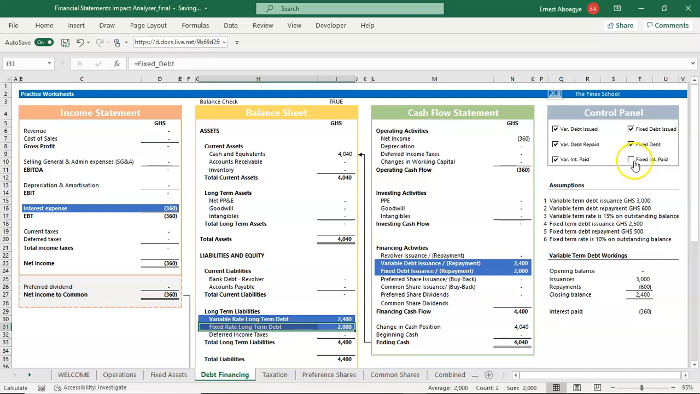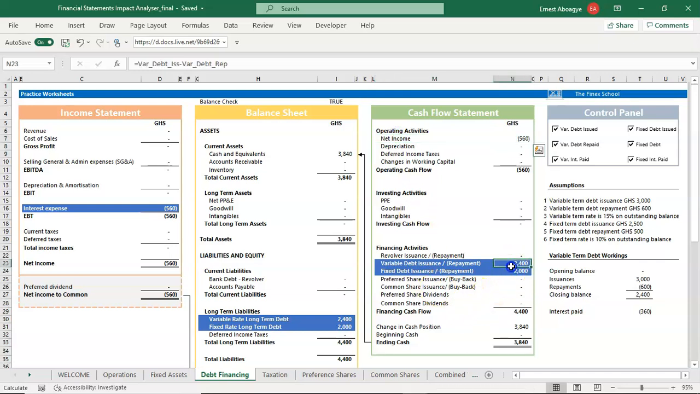And if we decide to pay interest on the outstanding balance of the 2,000, if we are paying 10% on the outstanding balance of the 2,000, means we are paying 200 cedis, which adds to, so let me just put this one off so you can see how much. So that is 200, which will then add to the original 360, making our interest expense being 560. That is 360 from variable term debt and 200 from the fixed term debt. So that will be adjusted here. That will be our net income.